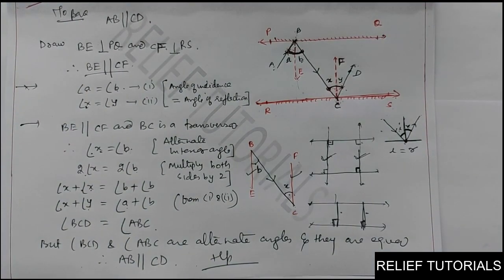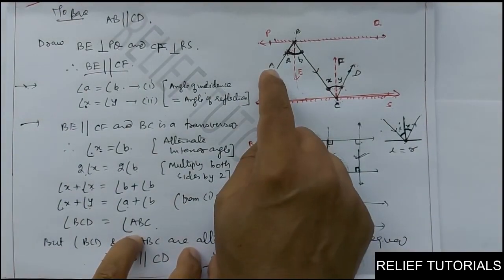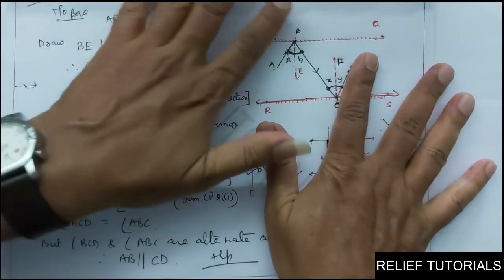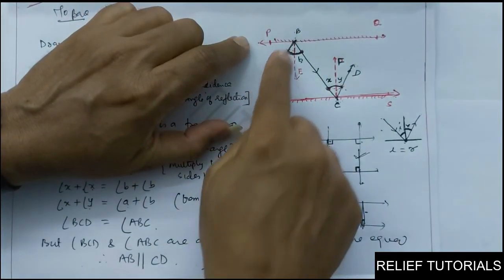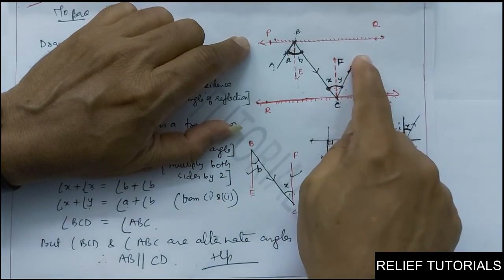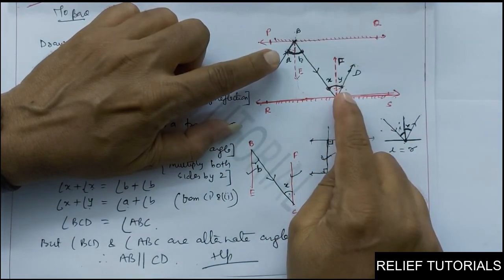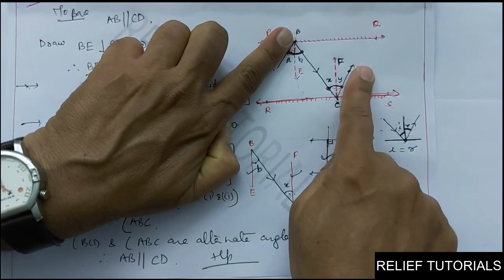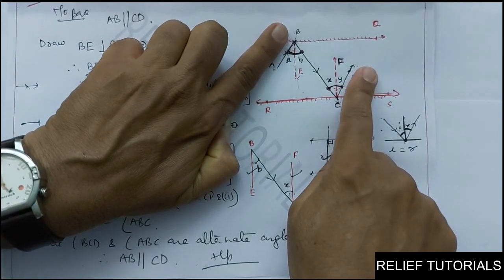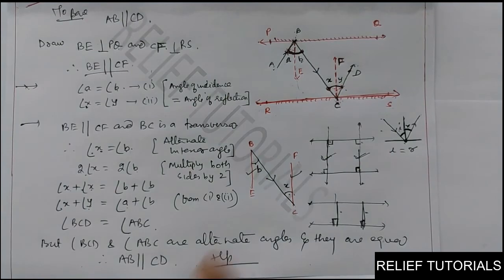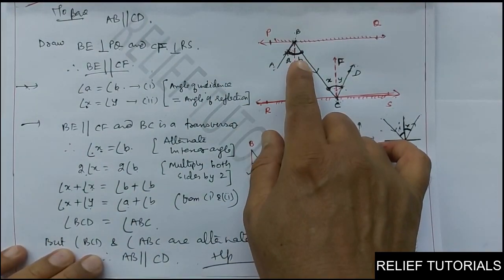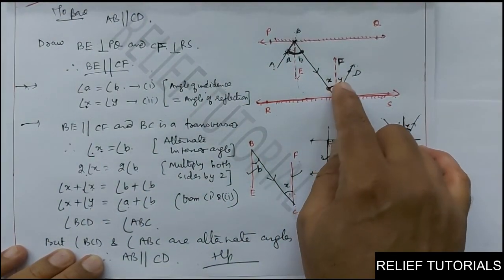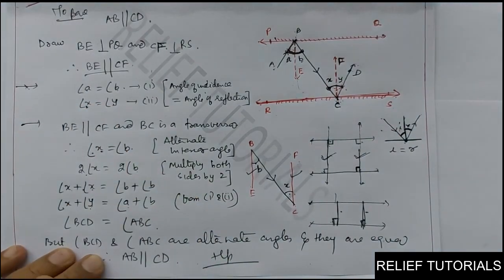see, moral of the story: I told you in the very beginning, in order to prove AB and CD parallel, we will prove angle ABC and angle BCD are equal. Why? Because they are alternate angles made by these two lines and transversal BC. And if alternate angles are equal, then the lines are parallel. So first we have shown A is equal to B, angle of incidence equal to angle of reflection, X is equal to Y, angle of incidence equal to angle of reflection.